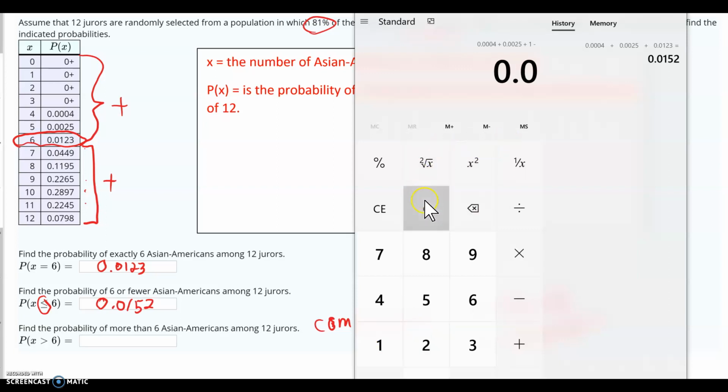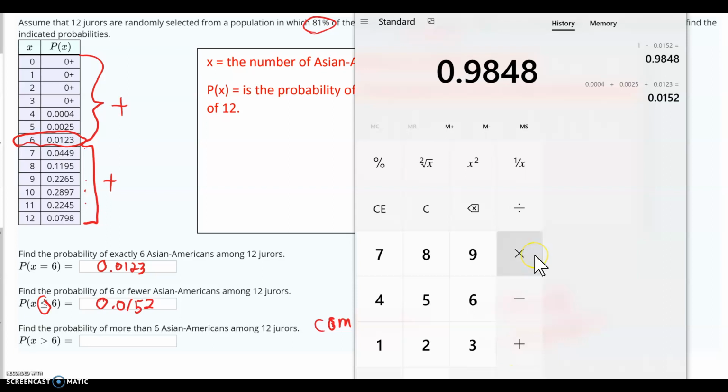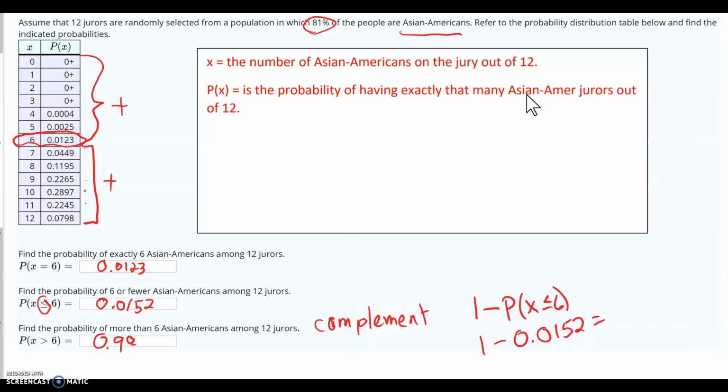Uh-oh, I gotta clear this. All right, let's try that again. 1 minus 0.0152 equals, and so I get 0.98, so there's a 98% chance, more than a 98% chance, of having more than 6 Asian American jurors on this jury. All right, so let's write that number down, 0.9848. All right, and that concludes this video. So I hope that shortcut helps.